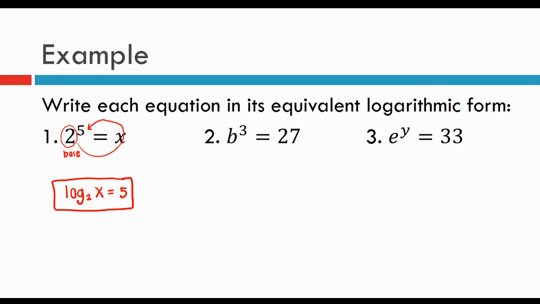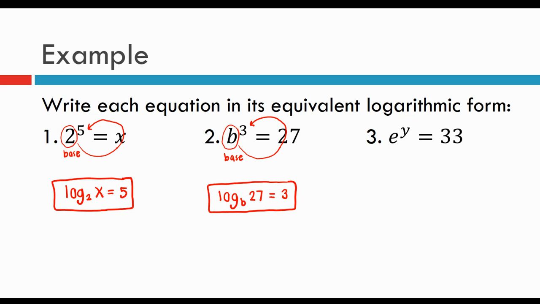Problem number 2, we've got b to the third power equals 27. So once again, identify what the base is. In this case, our base is b. So I want to start it off as log base b. Then I need to go to the other side of the equal sign. That is what's going to be attached to our log base b. Then I go right back around towards my exponent. That's what my log is going to equal. So log base b of 27 equals 3 would be its equivalent form.